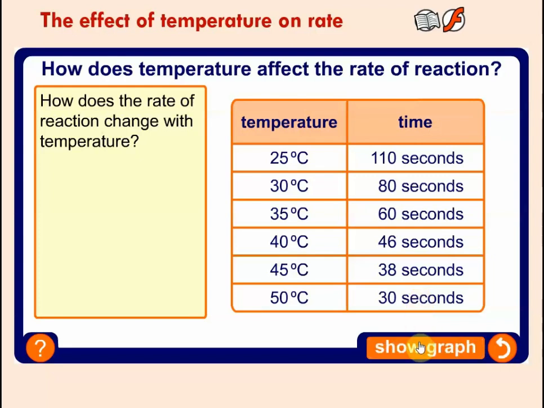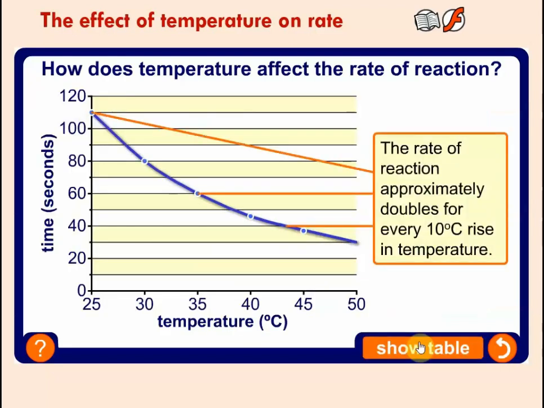Now, when we plot this in a graph, we have our rate of reaction graph. In this case, we have time here because time is our dependent variable. Remember, we changed the temperature. Temperature is what we change, which is our independent variable, and time is what is changed by our independent variable. So this is the graph that we get here.